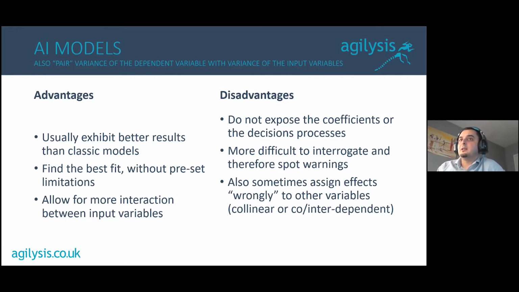But they also have disadvantages. First, they do not expose coefficients or the decision processes. So we know what is happening, but we don't know why. We don't know what it's influencing, or why we're getting those numbers. Then it's more difficult to interrogate. And if you don't see the variables and you don't see the processes, you can't interrogate too much, so you might miss some warnings that the classic models do give us. But also, these models, with the same data, sometimes assign effects wrongly to other variables. It's just that we are not able to see it.